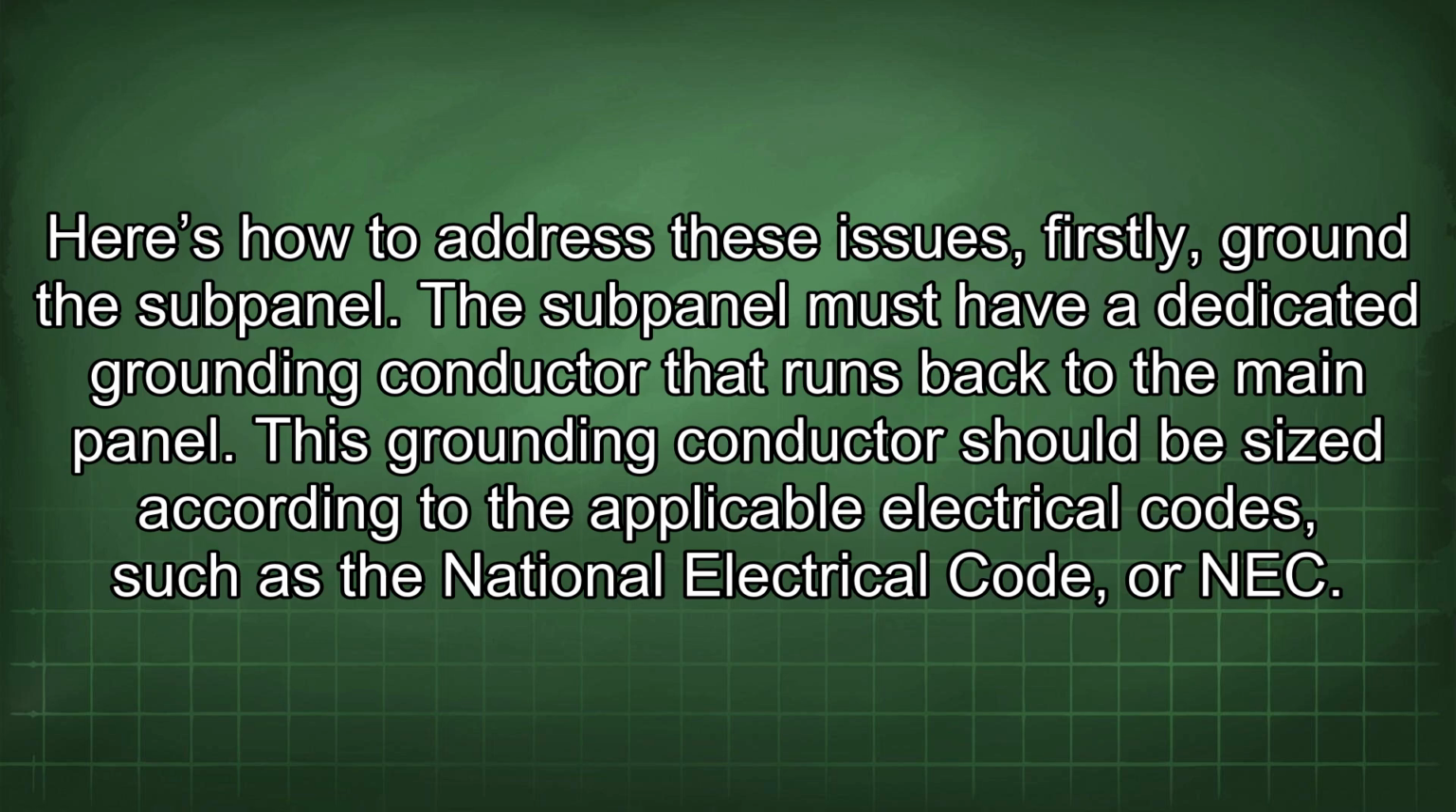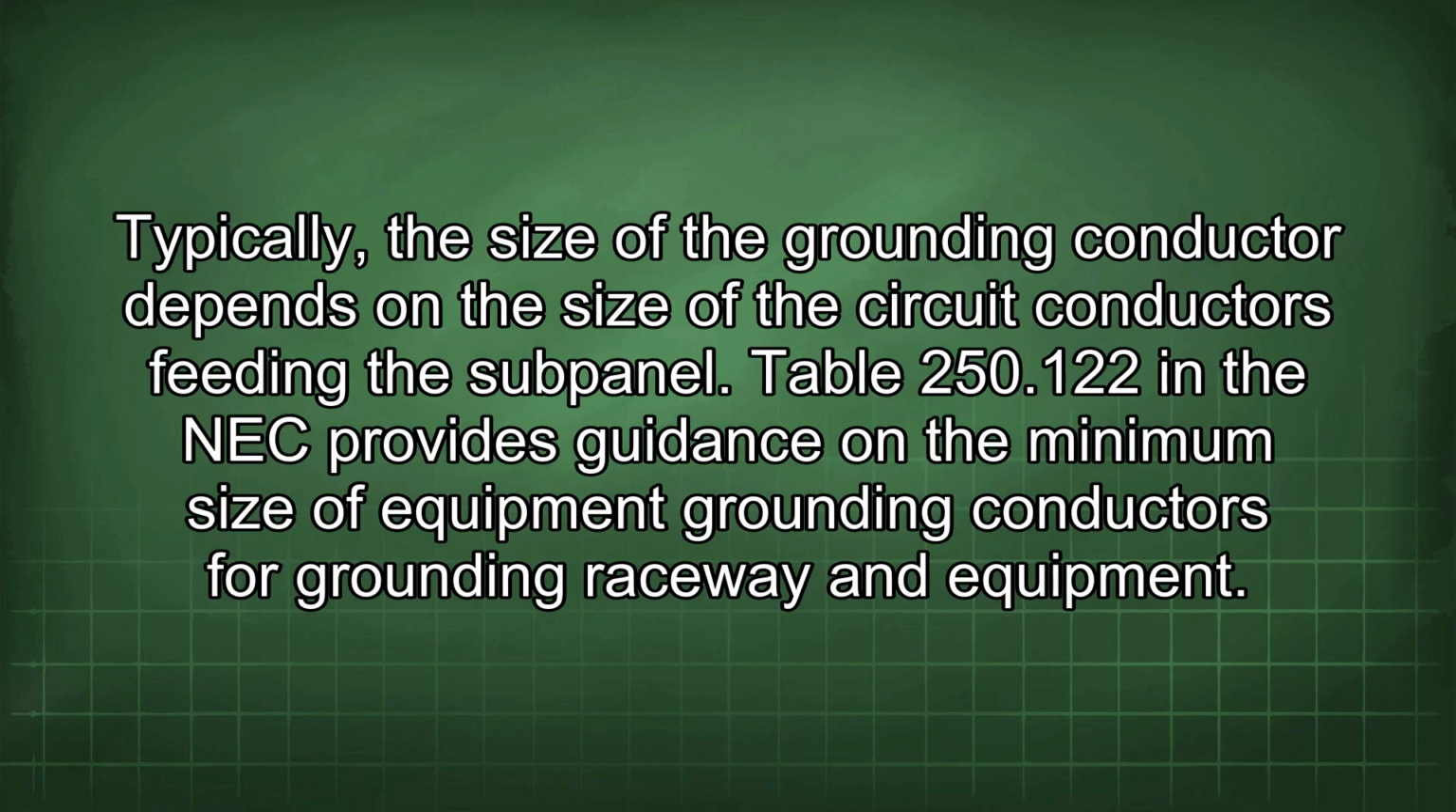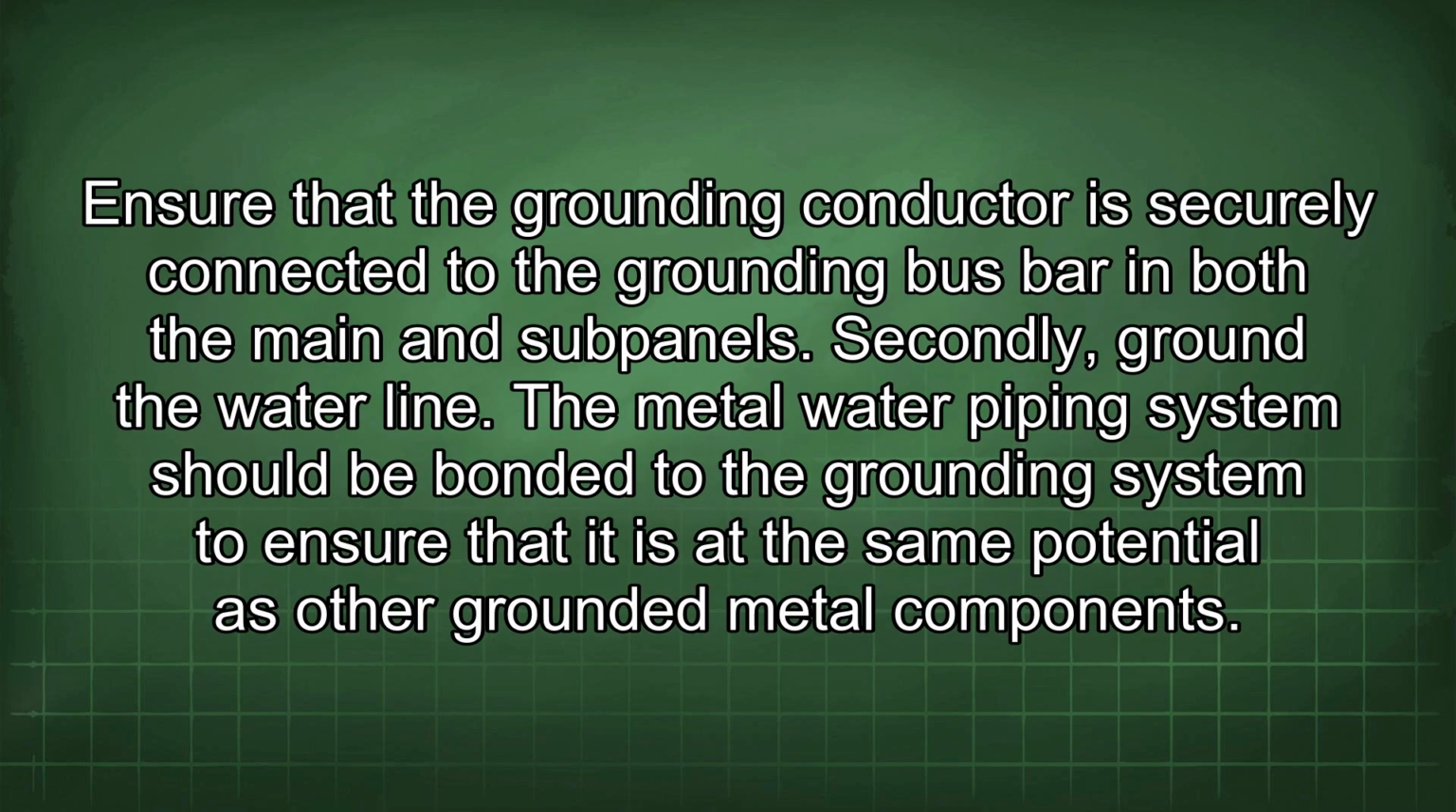Firstly, ground the subpanel. The subpanel must have a dedicated grounding conductor that runs back to the main panel. This grounding conductor should be sized according to the applicable electrical codes, such as the National Electrical Code, or NEC. Typically, the size of the grounding conductor depends on the size of the circuit conductors feeding the subpanel. Table 250.122 in the NEC provides guidance on the minimum size of equipment grounding conductors for grounding raceway and equipment. Ensure that the grounding conductor is securely connected to the grounding busbar in both the main and subpanels.